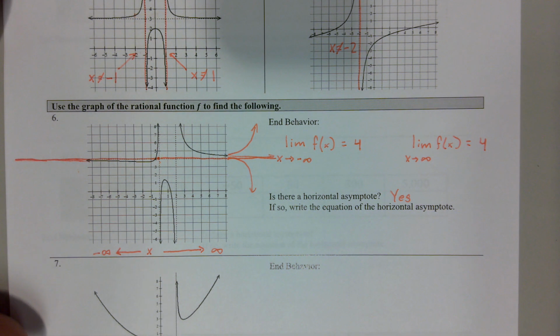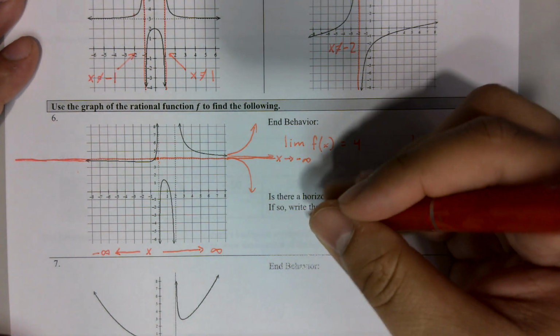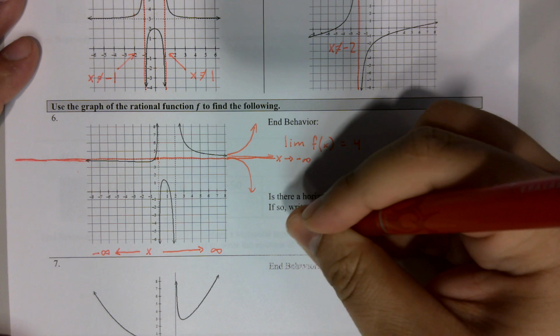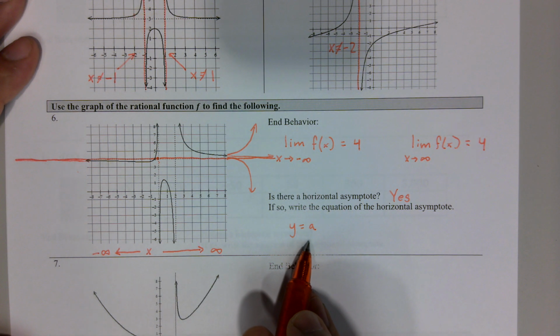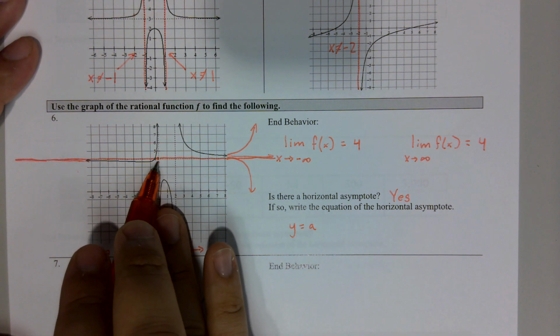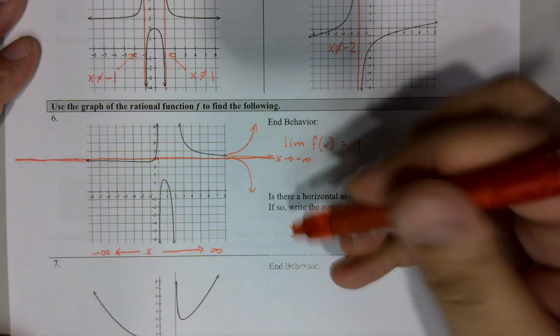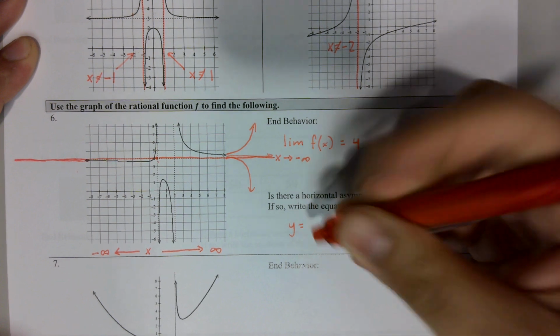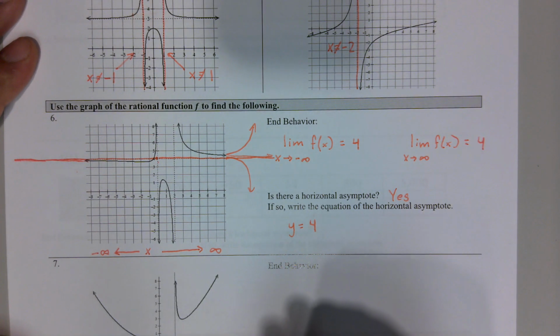And what is the equation of that horizontal asymptote? Well, horizontal asymptotes, or just any horizontal line for that matter, is always in the form of y equals a number. And in this case, it's whatever the y-intercept is that's going to be that number. So in this case, it is 4. So instead of just y equals a, we actually have y is equal to 4. This is the equation for our horizontal asymptote.